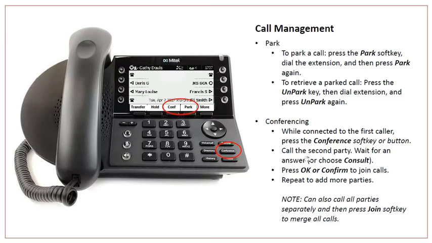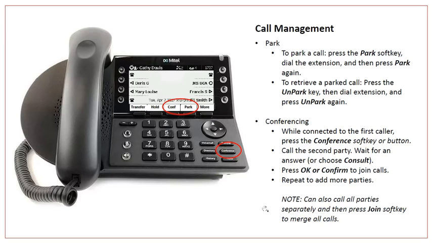If I want to use the conference feature, I'm going to use the conference fixed key on my phone, or I can use the conference soft key. When I press the conference key, I call the next party and wait for an answer. I want to consult with them and make sure that they can get on the call. Once I have the second party on the phone, I press OK or the confirm soft key to join the calls.